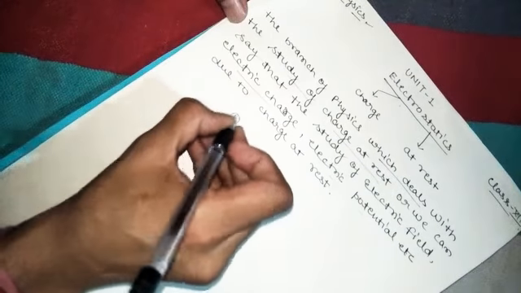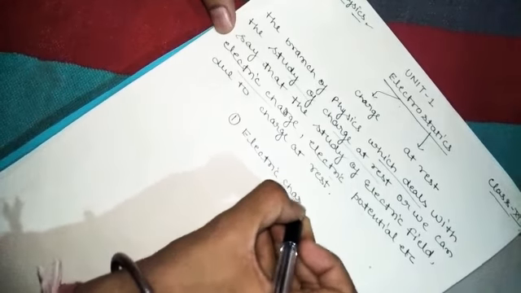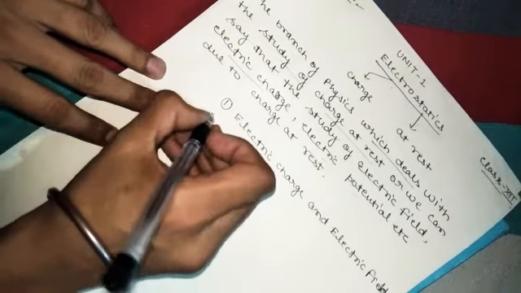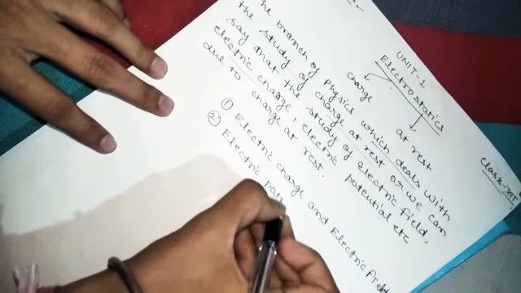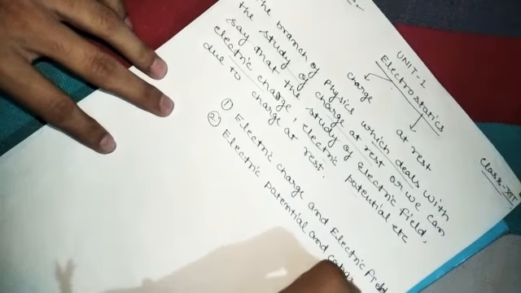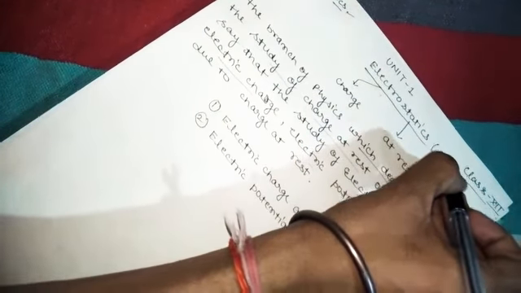This unit contains two chapters. The first one is electric charge and electric field. And the second one is electric potential and capacitance. Let me tell you one thing, this chapter is asked for 8 marks in your board examination. It contains 8 marks for the CBSE board examination.